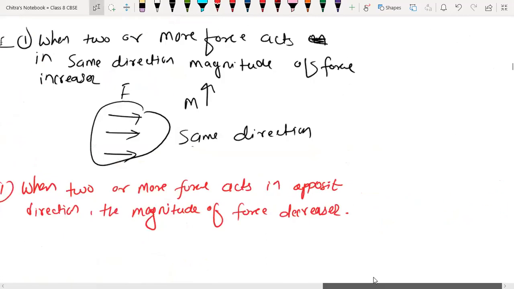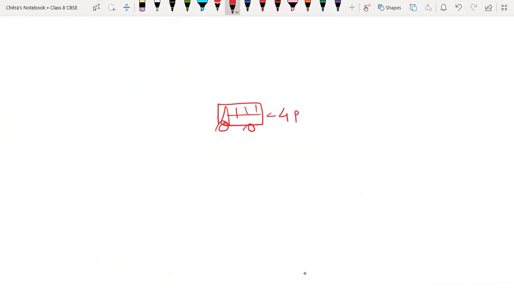Okay, let me explain it over here. Suppose, beta, here we have any object. Any object, suppose this is the bus. Okay, this is the bus. Understood? This is the bus. And 4 persons are applying force in this direction. So 4 persons, acting 10 Newton each.